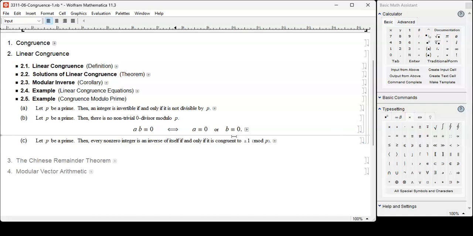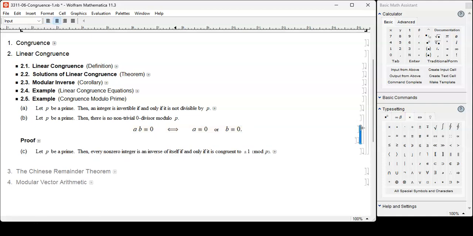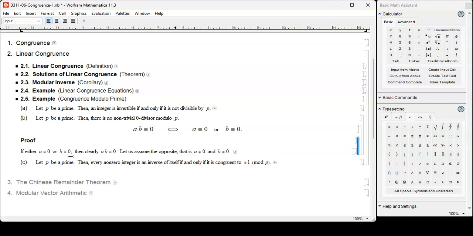How do you prove it? Well, one direction is obvious. If a and b are both 0, then a times b is clearly 0 times 0, so it's 0. So we only need to prove the forward direction. Am I making sense here? If both a and b are 0, then a times b is clearly 0, so let's assume the other case. A and b are non-zero. In that case, what do we do?